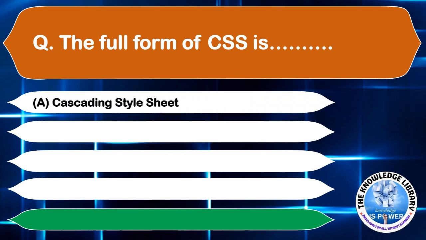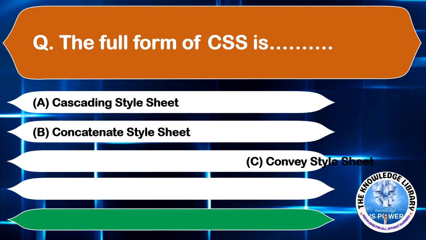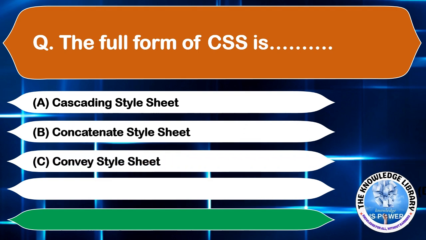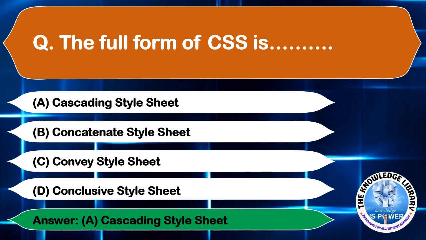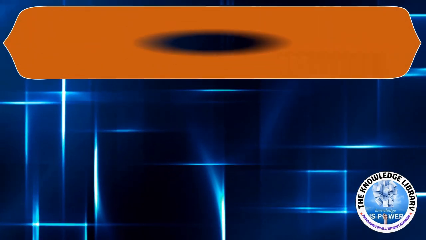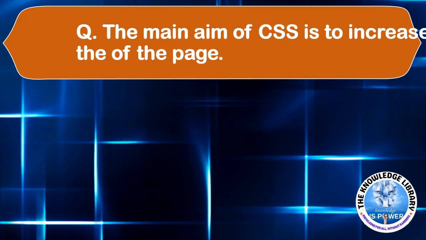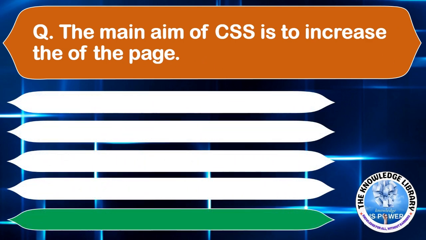The next question is, the full form of CSS is option A, cascading style sheet. Option B, concatenate style sheet. Option C, convey style sheet. Option D, conclusive style sheet. The correct answer is option A, cascading style sheet.